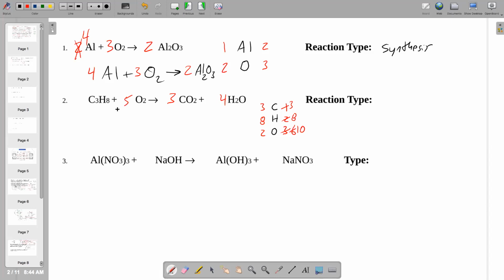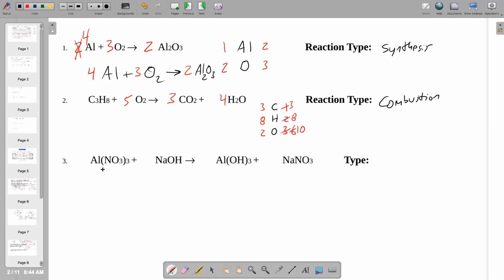So altogether, you've got 3 carbons on the left, 3 carbons on the right, 8 hydrogens on the left, 8 hydrogens on the right, 10 oxygens on the left, and then 10 oxygens on the right. So it goes 1, 5, 3, and 4. And that's a combustion reaction. You can tell it's combustion in a bunch of different ways. Generally, in combustion reactions, you're burning something containing carbon and/or hydrogen in oxygen to produce carbon dioxide and water vapor.